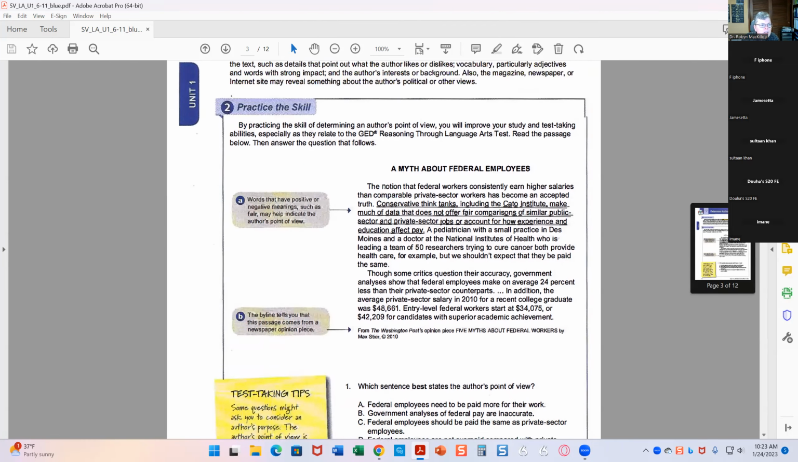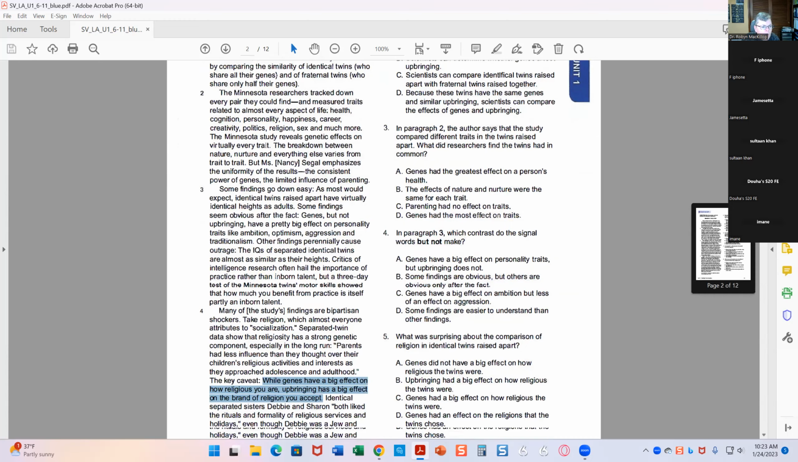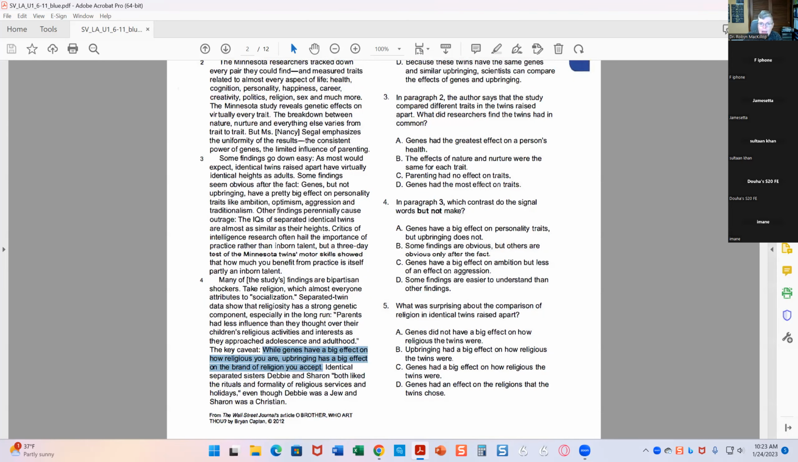One of the things that helps is reading bad questions like this one. And what you really have to do is look at the answers and get what they're going after. They're going after the comparison of genetics and upbringing in the kind of religion or how religious people are. So what they asked was, the question itself is really vague.